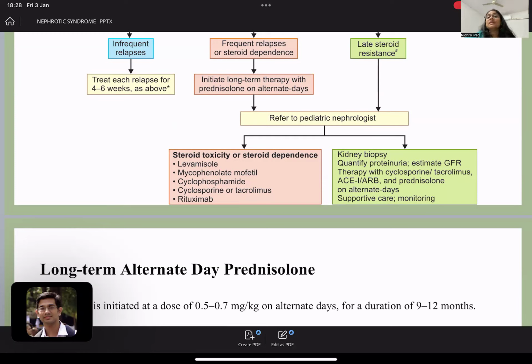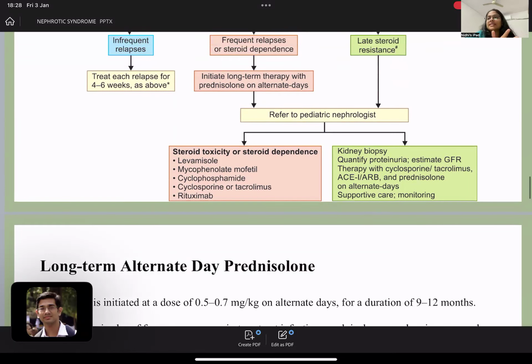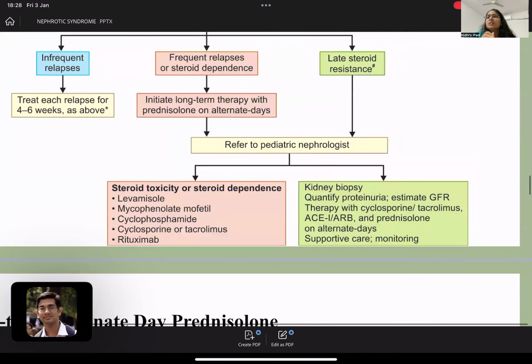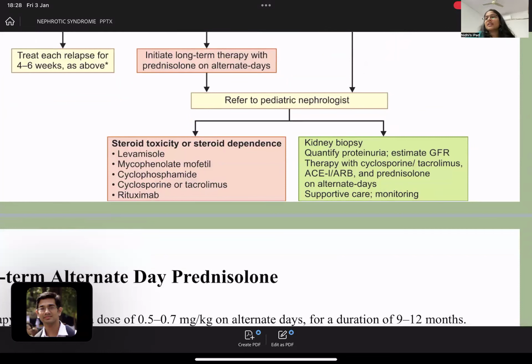Other than levamisole, we can give the patient cyclophosphamide, mycophenolate mofetil, tacrolimus and cyclosporin, which are also very important for steroid resistant nephrotic syndrome. And we can give rituximab to the patient. Usually a pediatric nephrologist should handle such cases, but from an exam point of view, you have to know the drugs that are important.